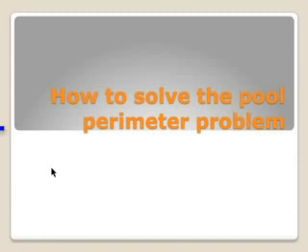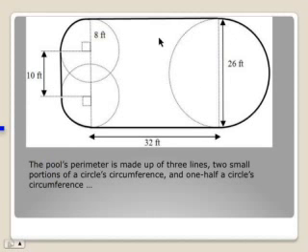And now we turn our attention to the problem where you have to solve the pool perimeter situation here. We're given this diagram of a pool made up of circles and straight lines, basically. We want to know the perimeter of this pool, the distance around the pool.